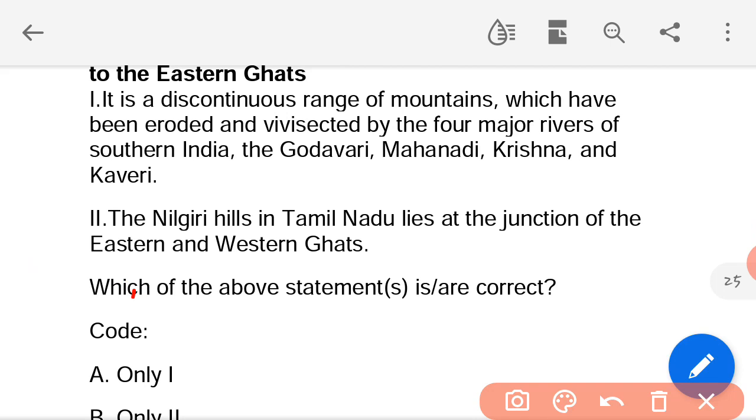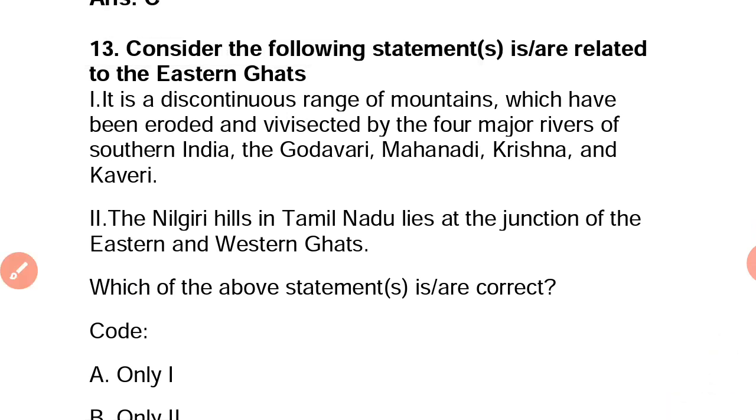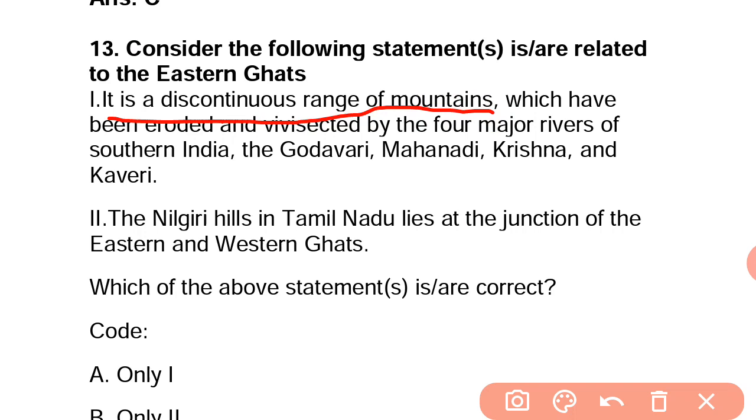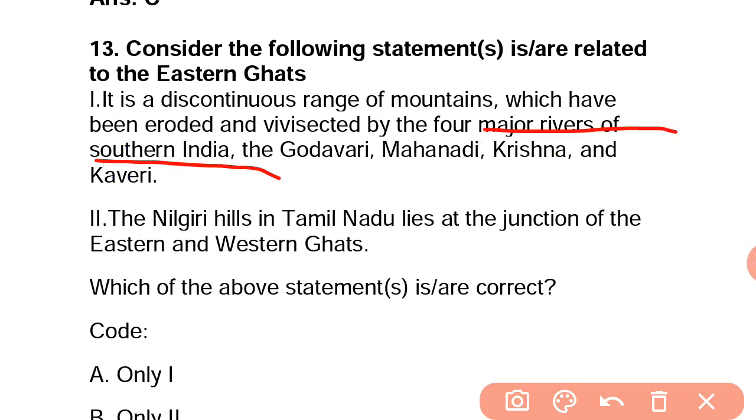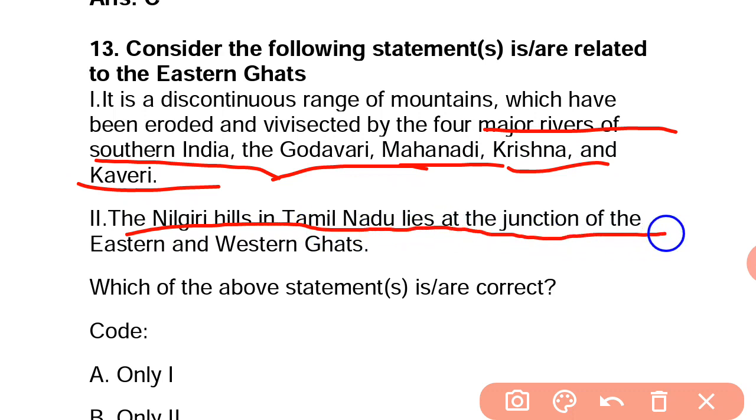Consider the following statements related to the Eastern Ghats. I. It is a discontinuous range of mountains which have been eroded and dissected by four major rivers of southern India, the Godavari, the Mahanadi, the Krishna and the Kaveri. II. The Nilgiri Hills in Tamil Nadu lie at the junction of the Eastern and Western Ghats.